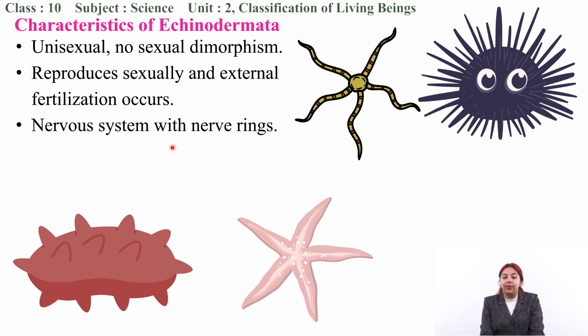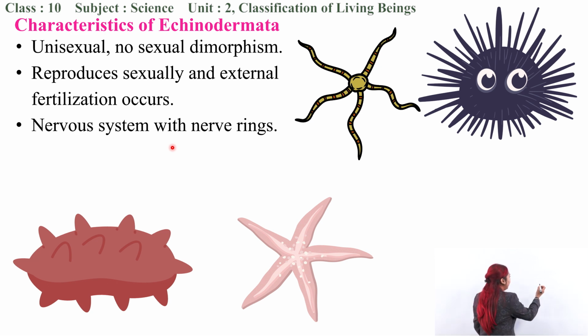The nervous system: they have a nervous system with nerve rings. This is also one of the most important characteristics of echinoderms that indicates that they are the most advanced invertebrates. Despite the fact that echinoderms do not have a separate head, they still possess a nervous system that has nerve rings, which also acts kind of like their brain. They do not have an entirely different brain structure, but they have nerve rings.